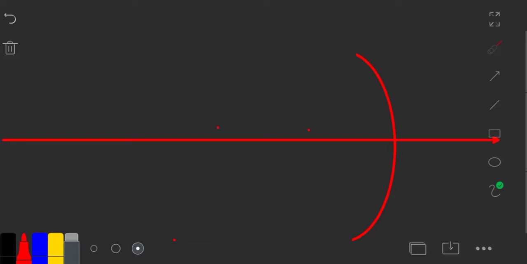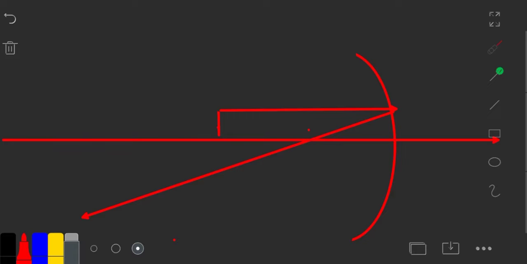So our object is placed at the center of curvature. According to our first rule, if the incident ray is parallel to the principal axis, then the reflected ray passes through the principal focus. This is our first rule, please note it down. The incident ray parallel to the principal axis passes through the principal focus.